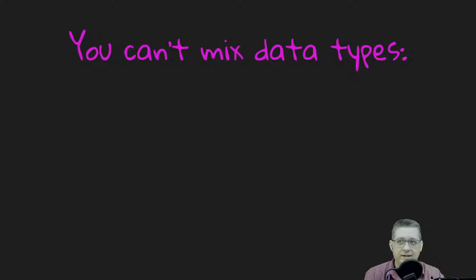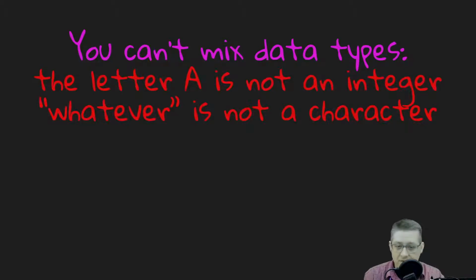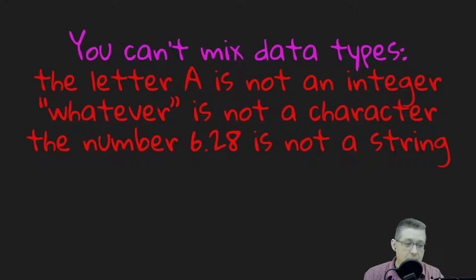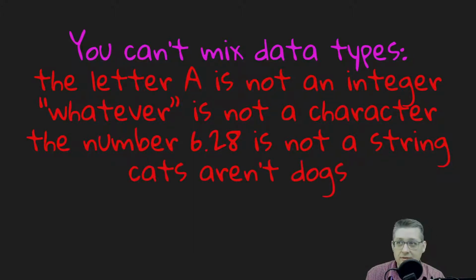One of the rules about data types is you can't mix them. And this kind of makes sense. I mean, the letter A isn't an integer. It's a character. The number 6.28 is not a string. Technically, you can have a string that holds 6.28, but it's holding it as if it were letters, not well defined as a number. Cats aren't dogs. And so you can't mix one kind of object with another object.